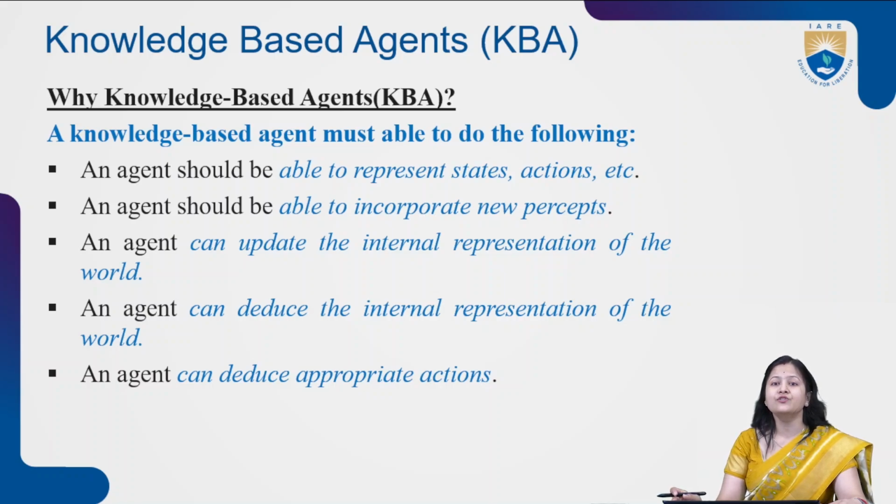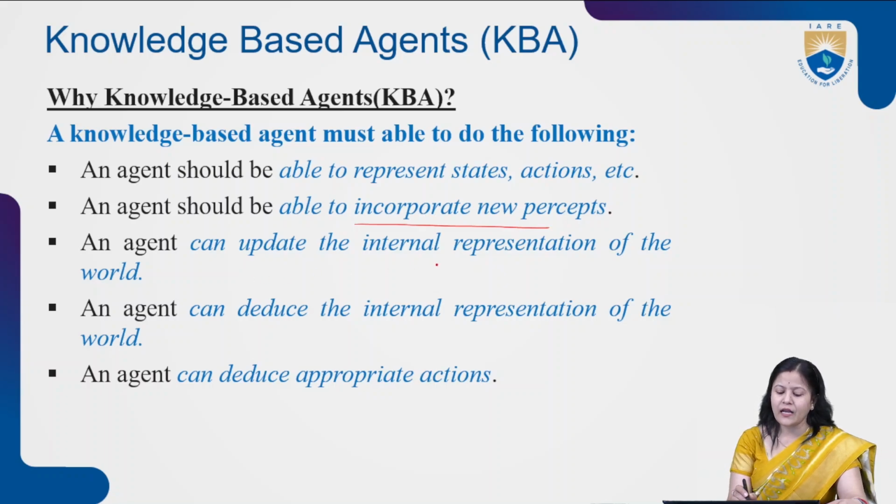Second one, an agent should be able to incorporate new percepts. That means every agent should have the capability to incorporate new percepts. It should have the capability to receive the information from the environment automatically. An agent can update the internal representation of the world.